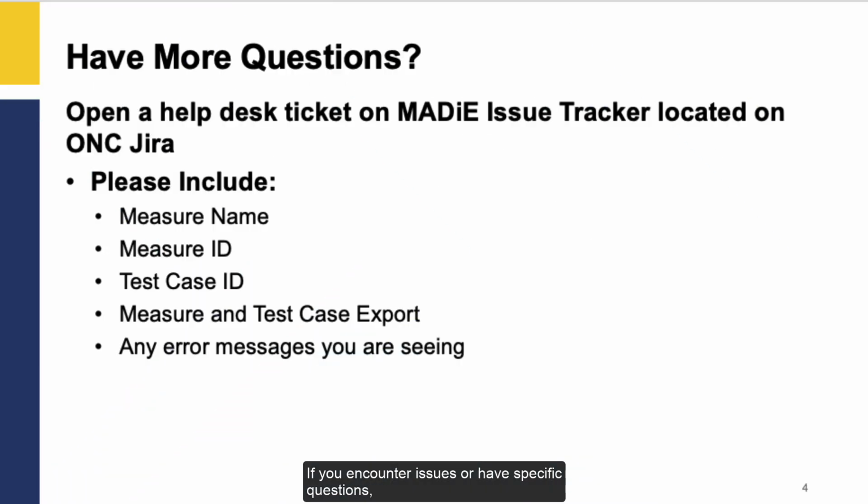If you encounter issues or have specific questions, you can open a help desk ticket by visiting the MADiE issue tracker on ONC Jira. Please ensure you provide the MADiE team with as much detail as possible, including the measure name and ID, the test case ID, the measure and test case export, and any error messages you are seeing. This helps our support team respond quickly and accurately.